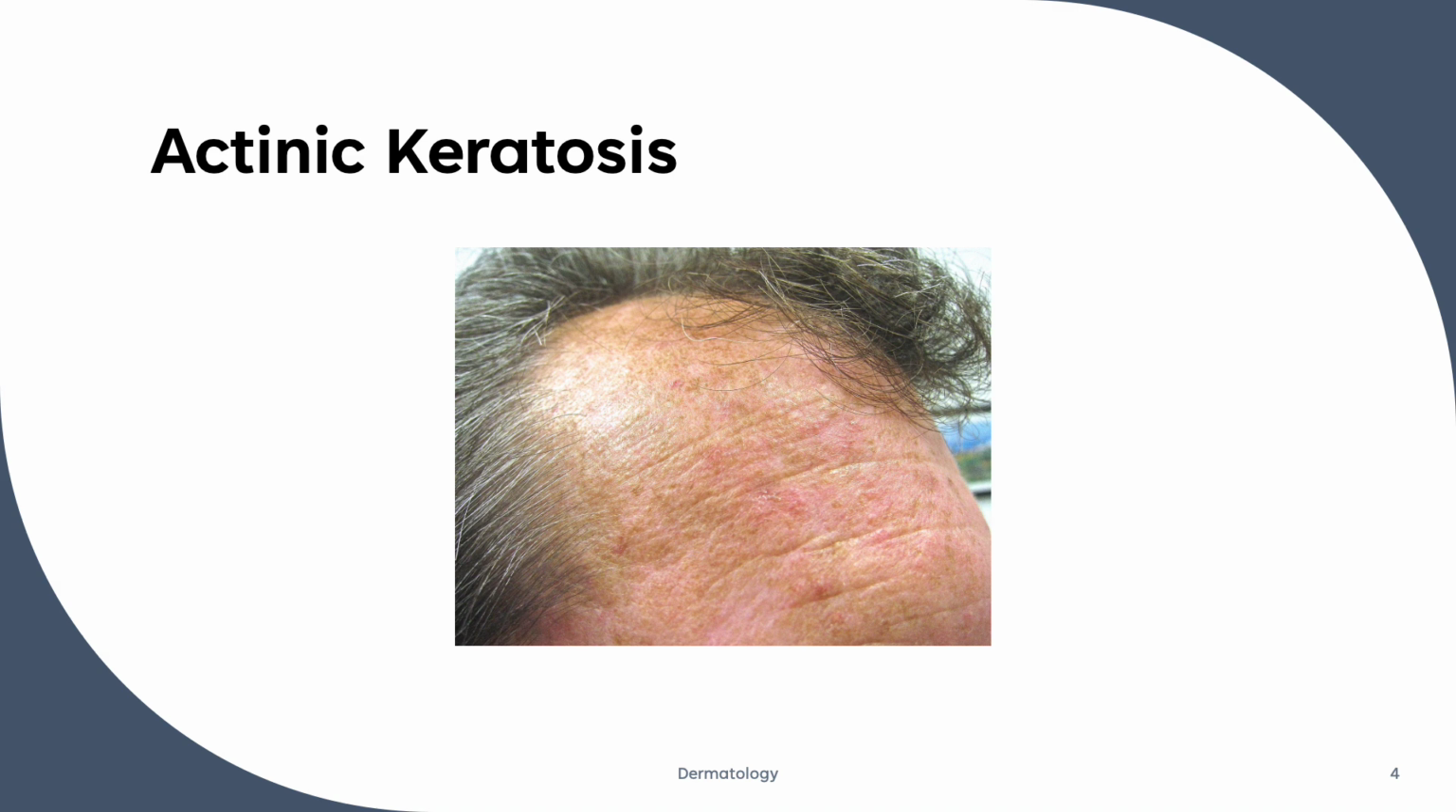Fair-skinned individuals, those with light hair, blue or green eyes, older adults, and those with weakened immune systems are particularly susceptible. So in terms of appearance, actinic keratosis typically manifests itself as rough, scaly patches found on sun-exposed areas like the face, ears, scalp, and hands.